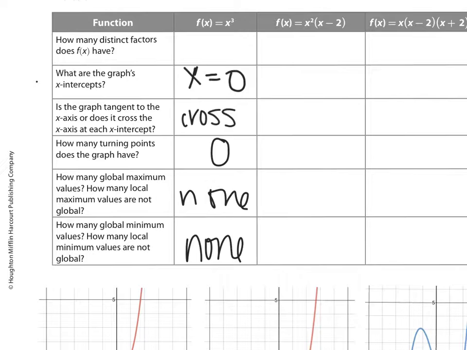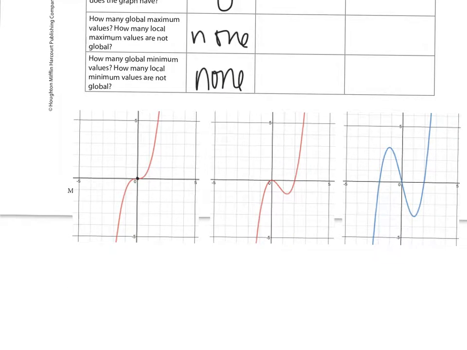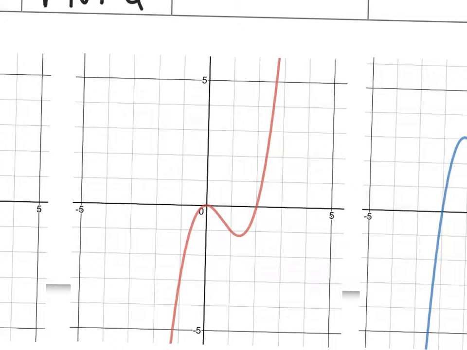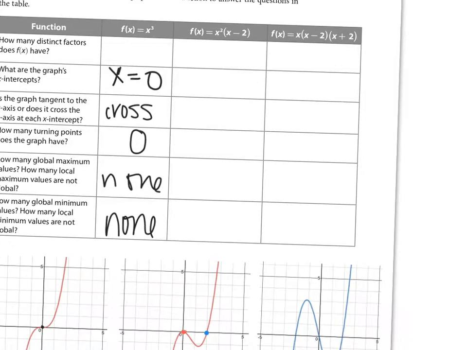That function is the next function that I've graphed for us. Starting off with x-intercepts, that's this red graph here in the middle. Does it have any x-intercepts? How many? Two. There's one of them at 0 and then another one at 2. So I'm going to go ahead and fill that in. I have an x-intercept at 0 and an x-intercept at 2, so I'm going to write x equals 0, x equals 2.